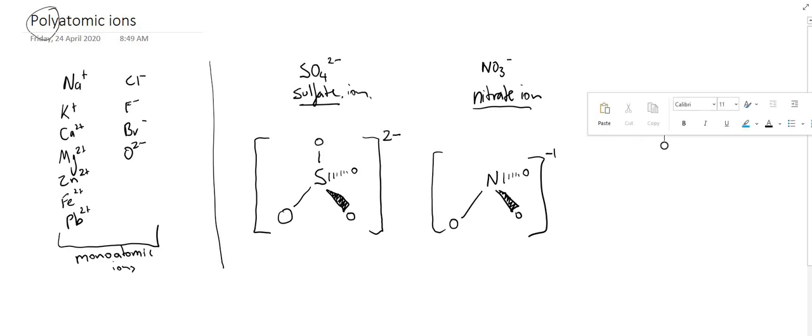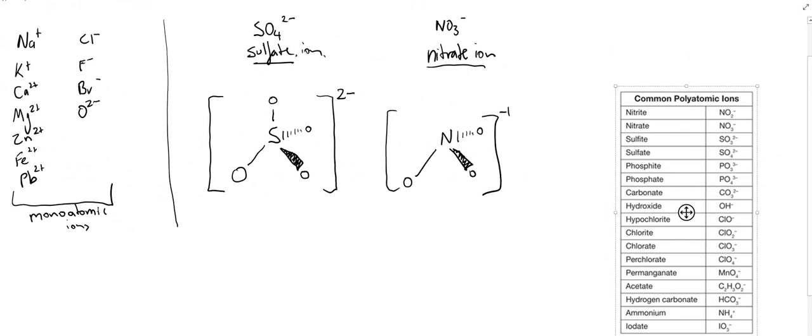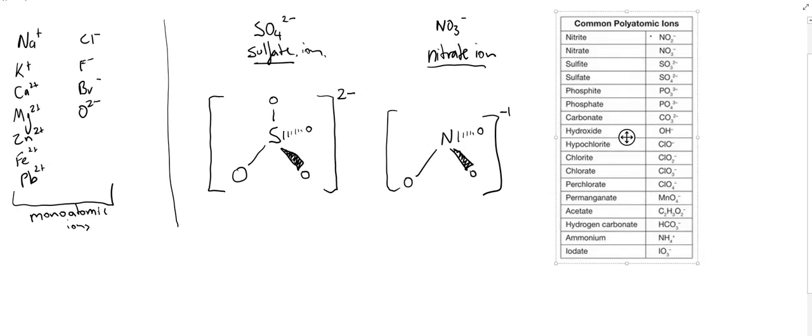I've got a little table here. I'm going to paste it in. So here are some common polyatomic ions. You can look down the list. There's the nitrate. There's the sulfate. And you can see that there are some positive ions as well. But these are some common ions.